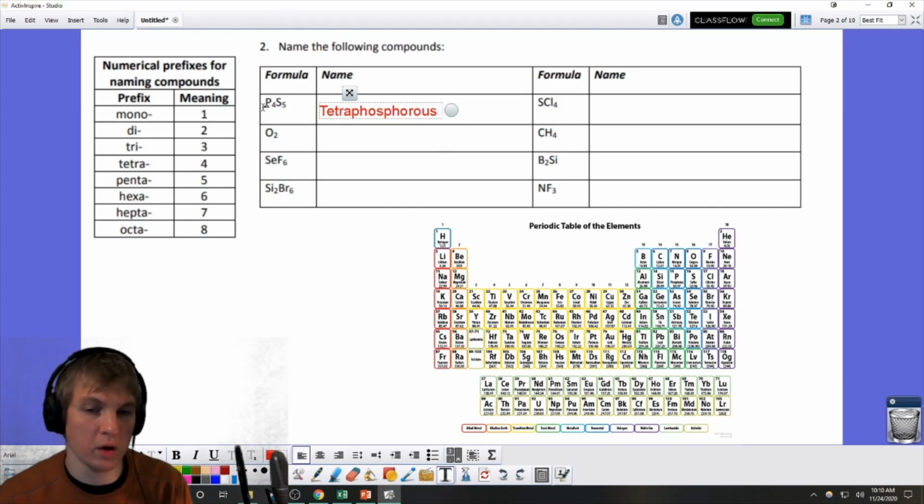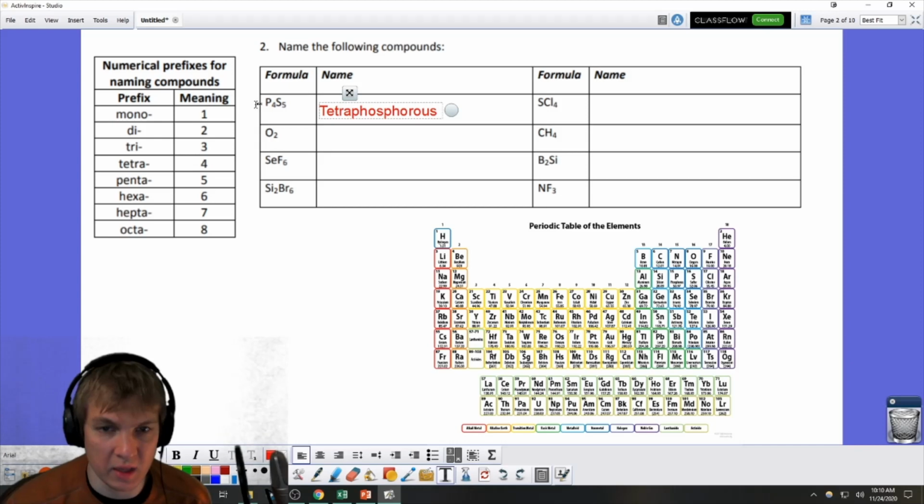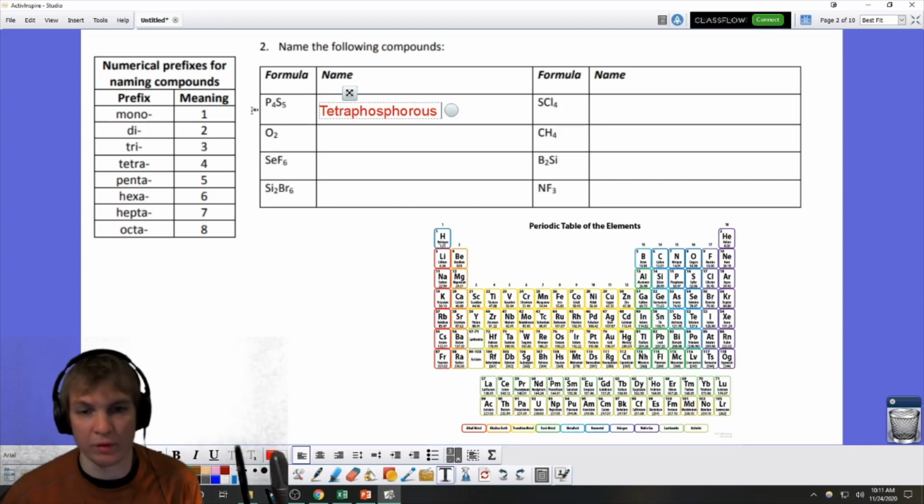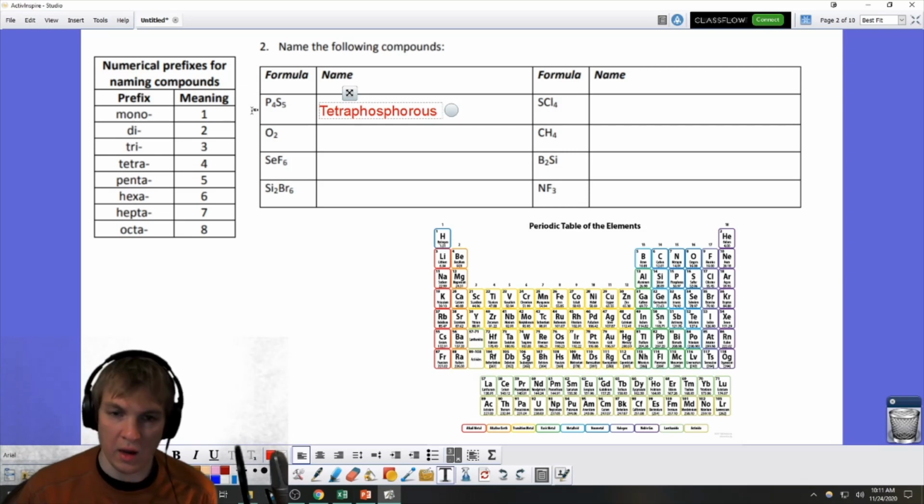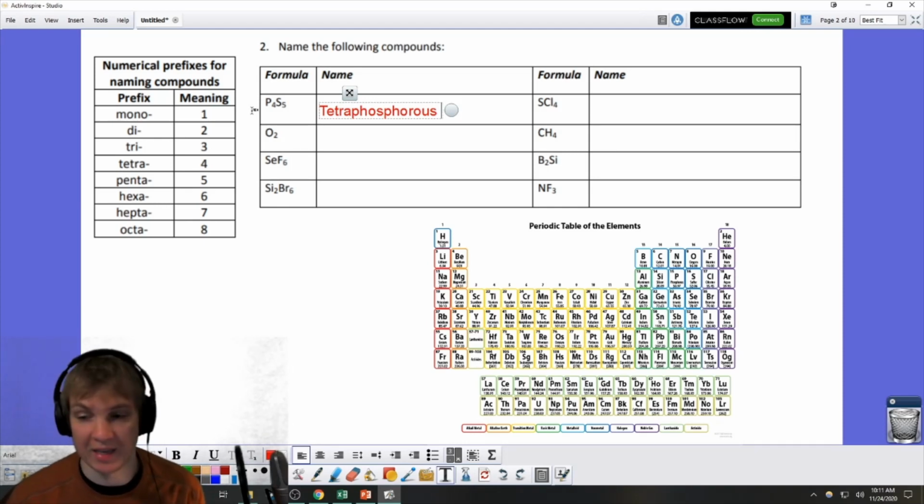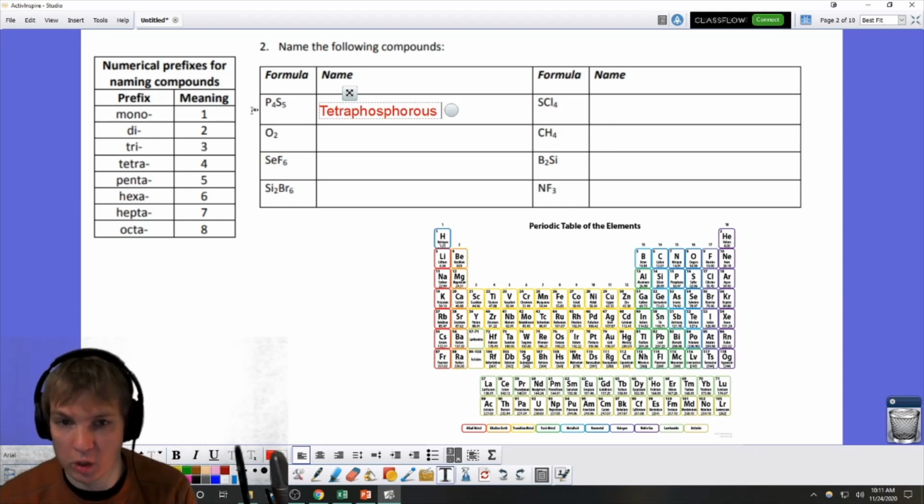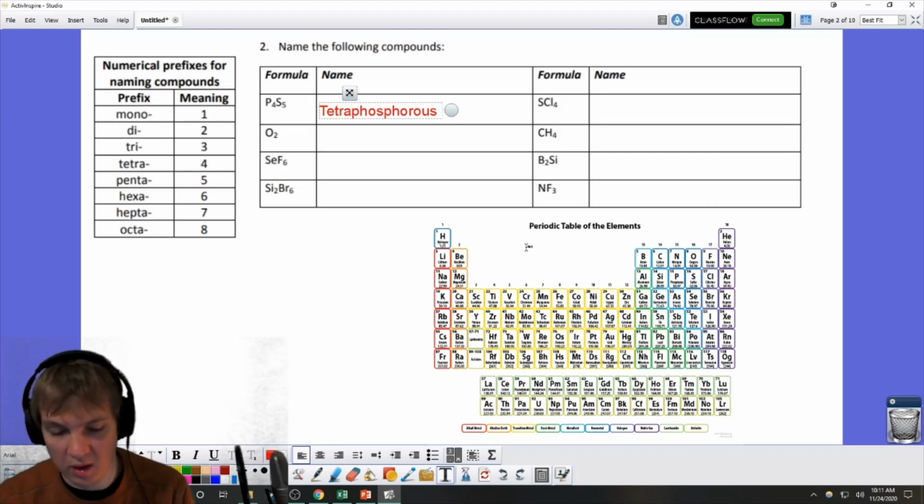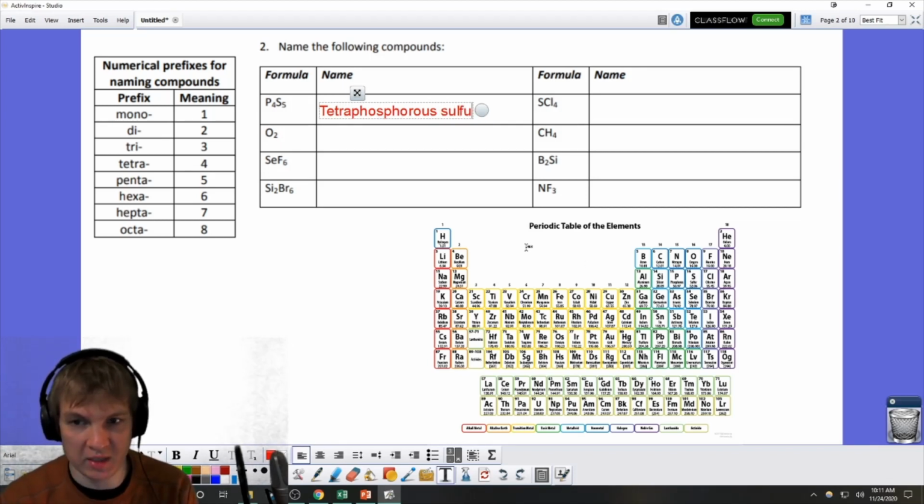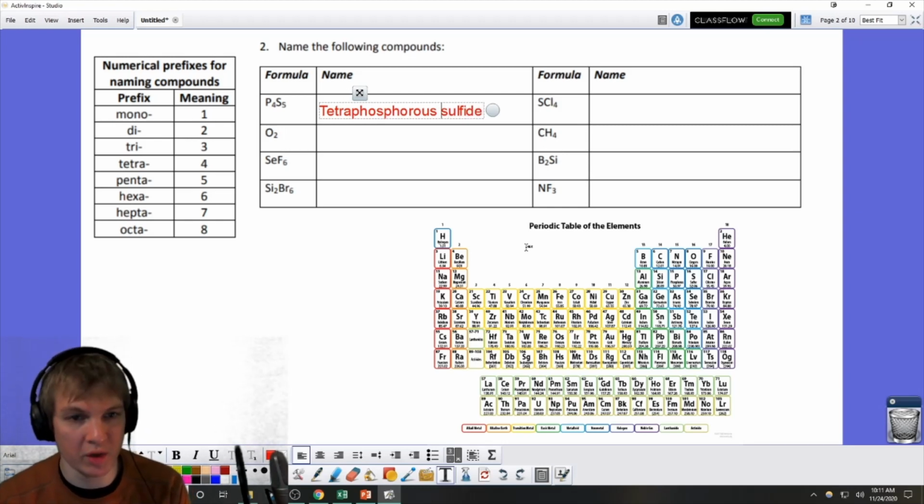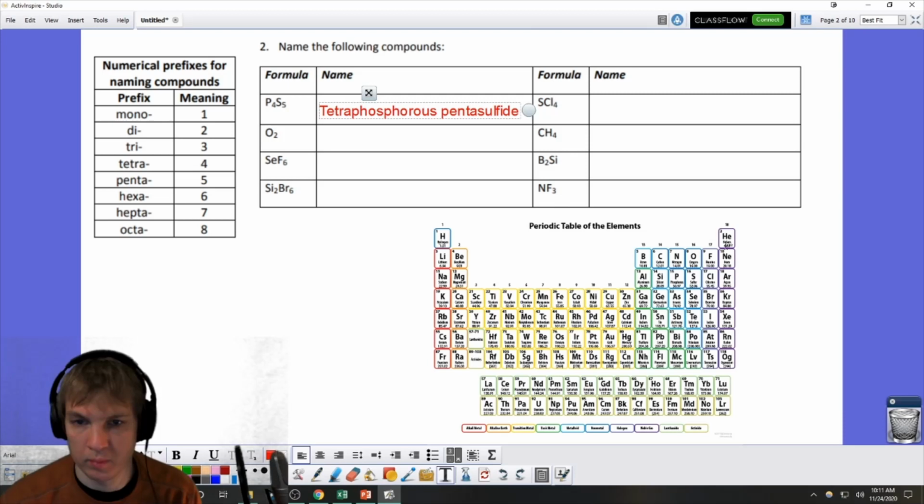So that's the first part of the formula name: we take just the element name, and then add any prefixes if we need to. The second element is going to have the ending change to "ide", just like it did with the ionic compounds. So sulfur is the element S, but we're changing the ending to "ide", so it's going to be sulfide. Now we do have 5 of these, so we need to include that prefix in the beginning. So that's going to be pentasulfide. So that's the answer for the first one. It's tetraphosphorus pentasulfide.